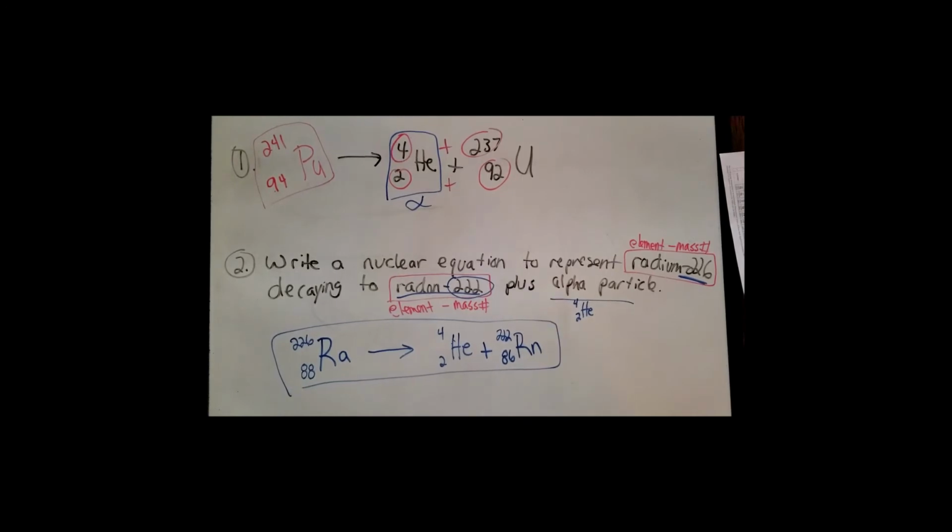And you can also see, just like up here, if you add the protons, 86 plus 2, it should equal 88, and it does. Same up here, 222 plus 4 equals 226. So that's a double check just to make sure that you did your work correctly.